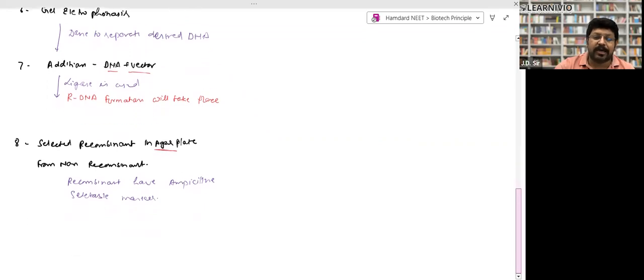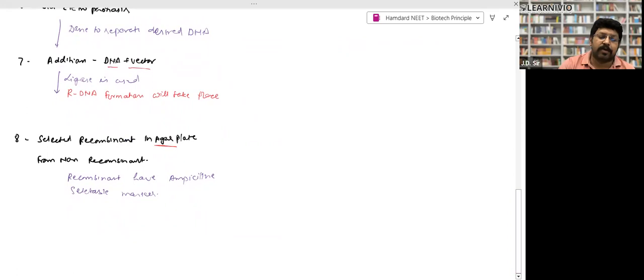Now what will happen? This recombinant DNA is inserted in the bacteria or whatever the organism, wherever we want to insert it, right? And now if it is inserted in bacteria, we grow those bacteria on a plate, right? And you know that we can remove the recombinant from the non-recombinant with the help of selectable marker, right? So suppose that the selectable marker is ampicillin, we treat that agar plate with this ampicillin. Those which are recombinant will not die, and those which are not recombinant will die. And that's how we select our transgenic organism, the bacteria.